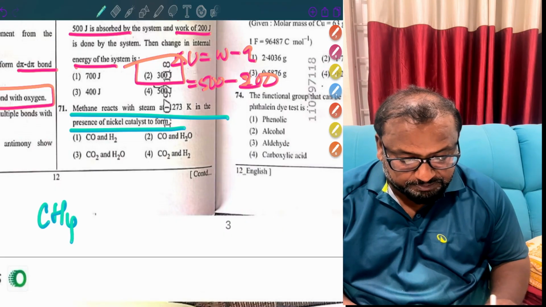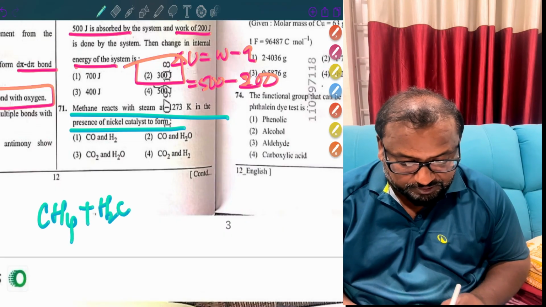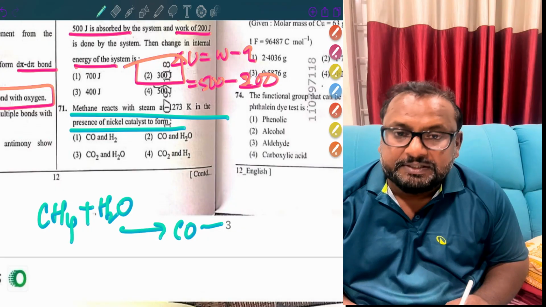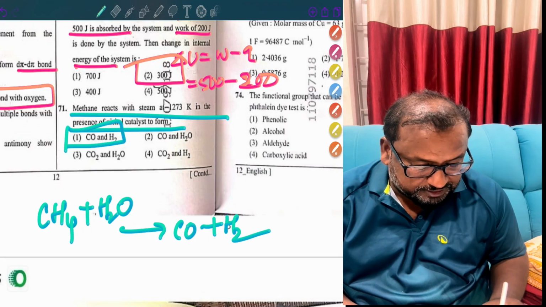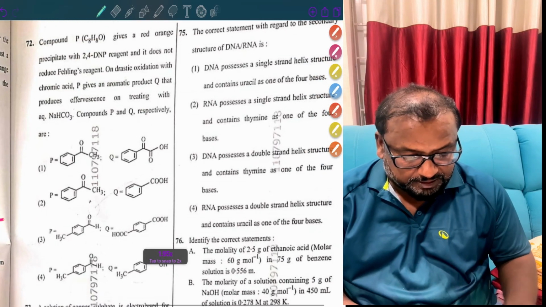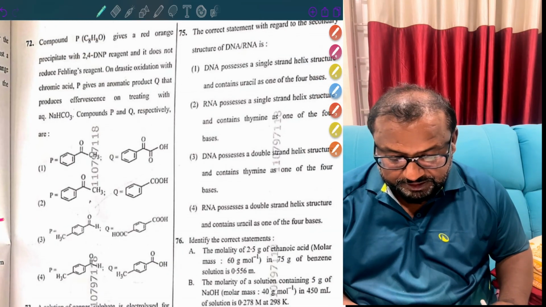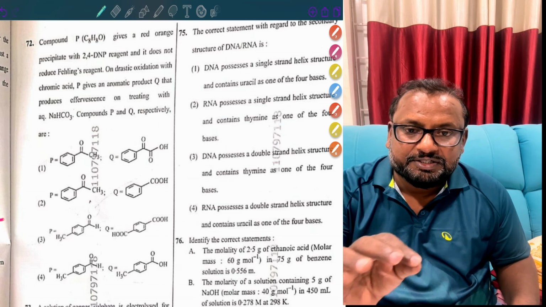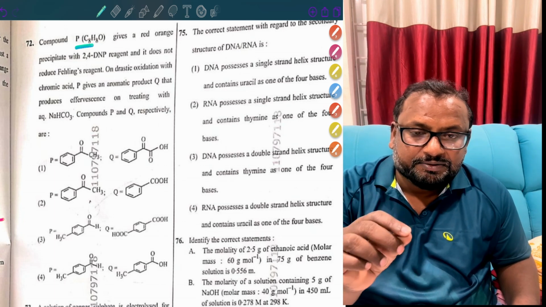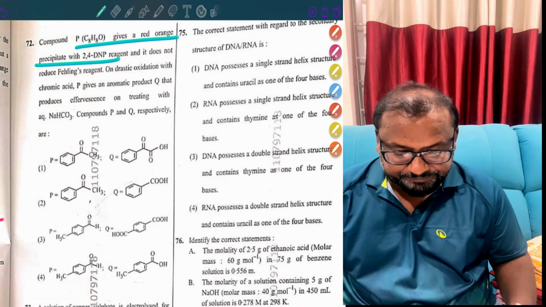Next, this one is methane reacts with this to form what? So methane, NCERT reaction, and again methane plus steam gives you carbon monoxide plus hydrogen gas. Carbon monoxide plus hydrogen gas is formed in this reaction. 72, this is also a direct question from the aldehydes ketones solved example.